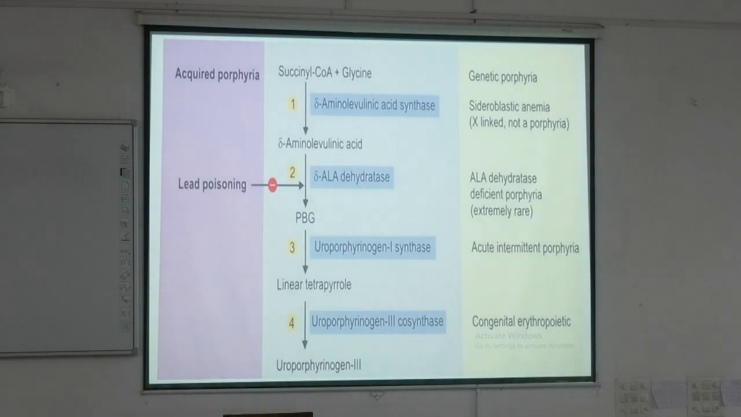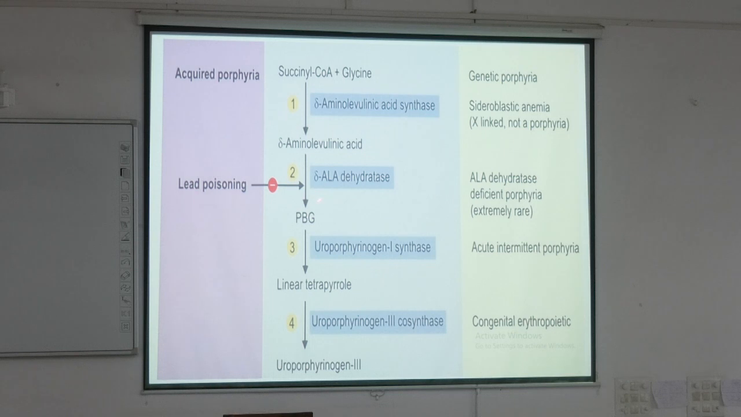Now porphyrias caused by mutation, and these are the acquired porphyrias. What is that? If there is a deficiency of these enzymes, such as alpha-aminolevulinic acid synthase, this causes genetic porphyrias. Okay. I will also send the slides to the mail of the students. You will give the mail. So from this you will read it.